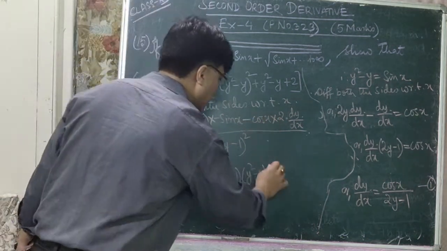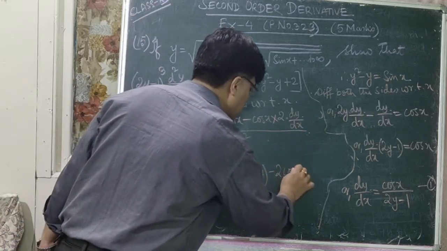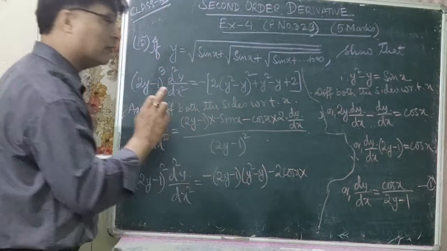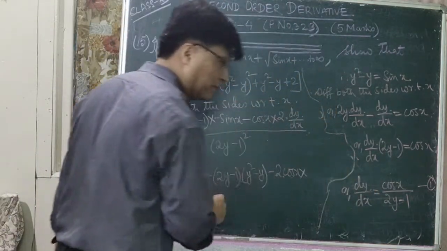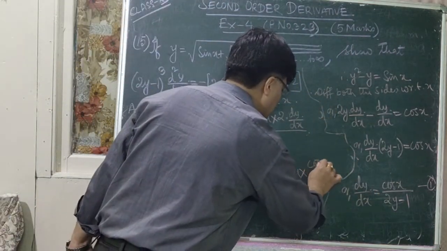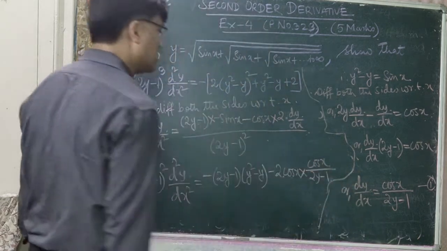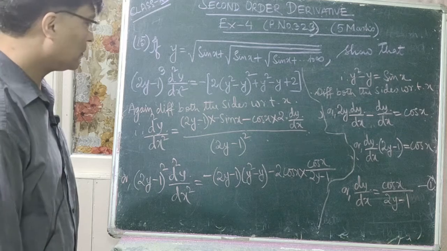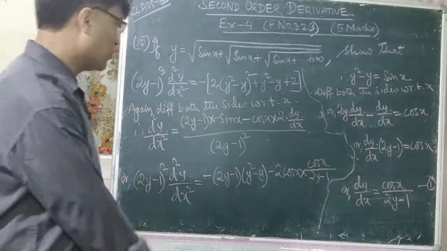Clear? Then write down minus 2 first, then write down cos x into, again what is the value for dy by dx? Again you can put the value for dy by dx from here, that is cos x divided by 2y minus 1. So I think you have understood it. Okay, so copy it.